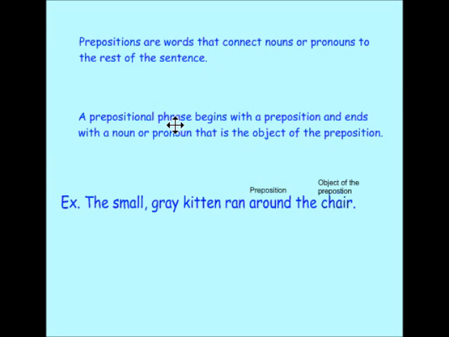A prepositional phrase begins with a preposition and ends with a noun or pronoun that is the object of the preposition. So for example, in the sentence, the small gray kitten ran around the chair. The preposition in this is around, and then the object of the preposition is chair. Around what? Chair. Around what? Chair.